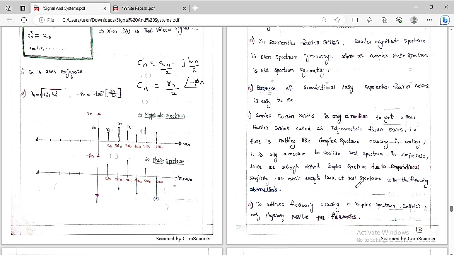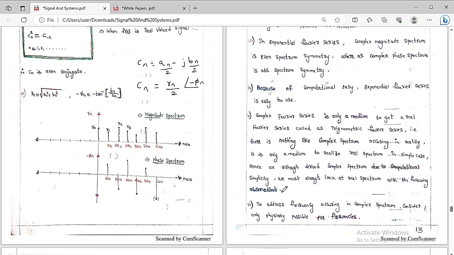We must always look at the real spectrum with the following observations. So finally, I can say the complex Fourier series is only a medium in order to get a real Fourier series, which is called the trigonometric Fourier series. That is, there is nothing like complex spectrum occurring in reality. It is only a medium to realize the real spectrum in a simple case.